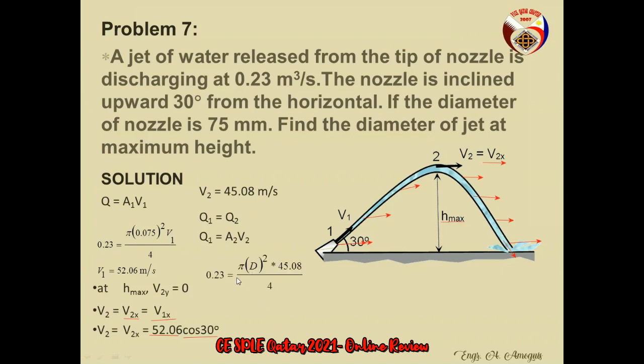So 0.23 is pi d squared over 4 times 45.8. So solve yung diameter, 0.081 meter or 81 mm. It is more than 0.75 meter. So, ganun yun. Ang ganda ng problem. Ginawa to ni Nolido na. Sabi ko, okay ito. No?